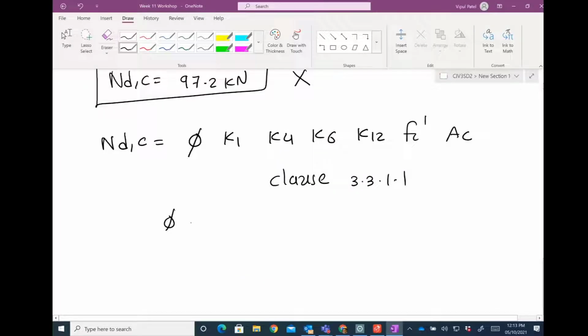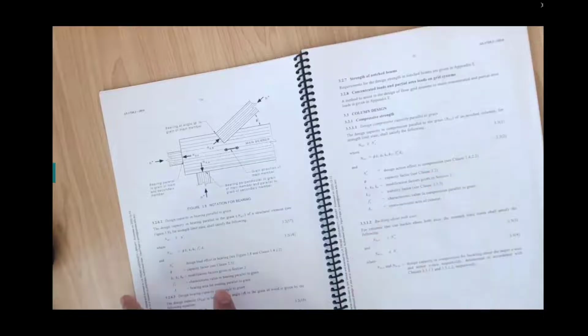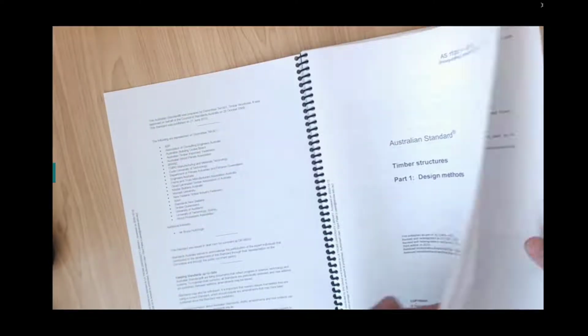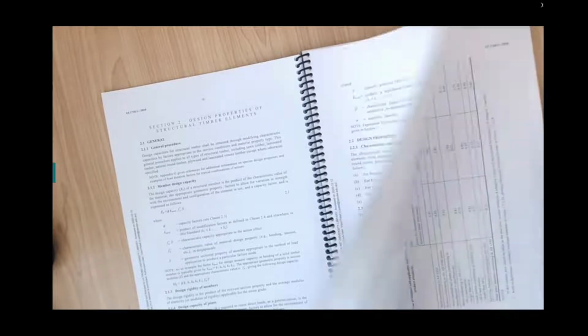So φ is equal to the capacity factor, and that capacity factor can be found from clause 2.3. So let's go to clause 2.3. Clause 2.3, capacity factors. If you turn the page over, on that page you have table 2.1 and table 2.2. Table 2.2, we use it for joints. We don't need to worry about these tables because we are not working on joints. Our subject is related to the members only, so we always use table 2.1.